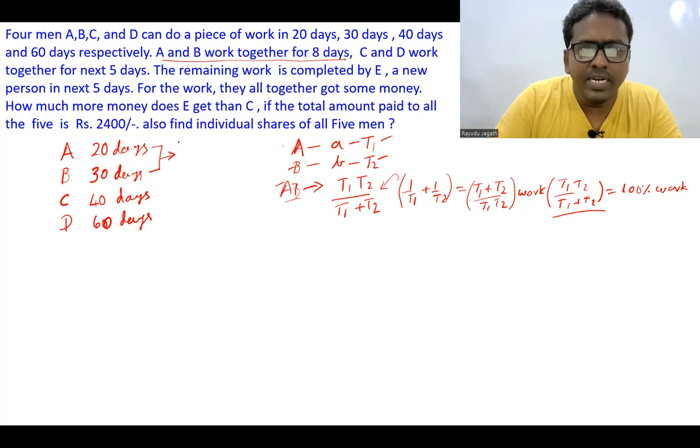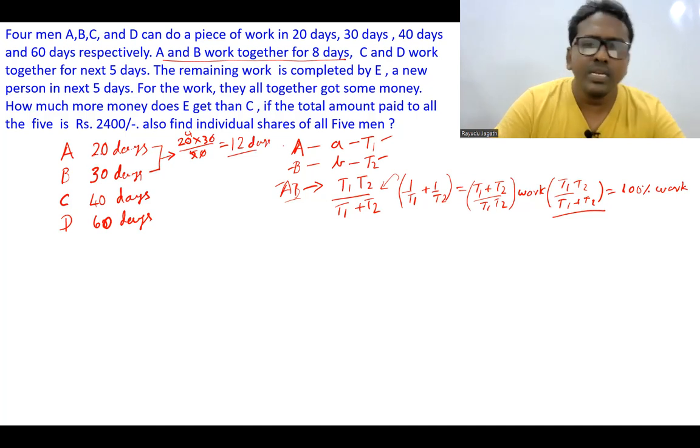A having 20 days and B having 30 days. Therefore, together they can finish the work in 20 into 30 by 20 plus 30, 50. So 0, 0 get cancelled, 5 1s, 5 4s. So together they can do the work in 12 days, less than the lowest number of days, less than 20 days, less than 30 days. So A and B together can finish the total work in 12 days.